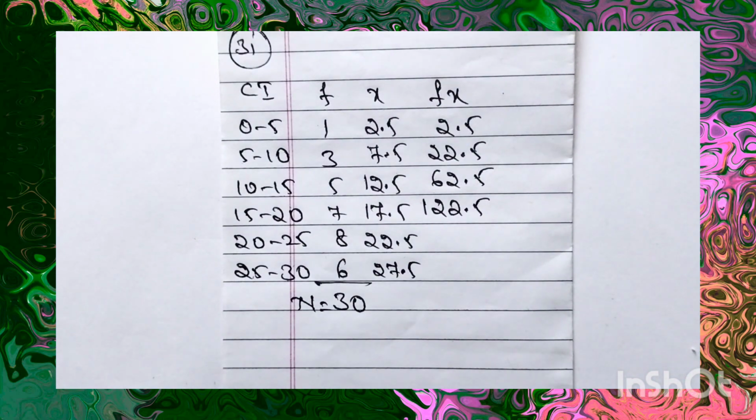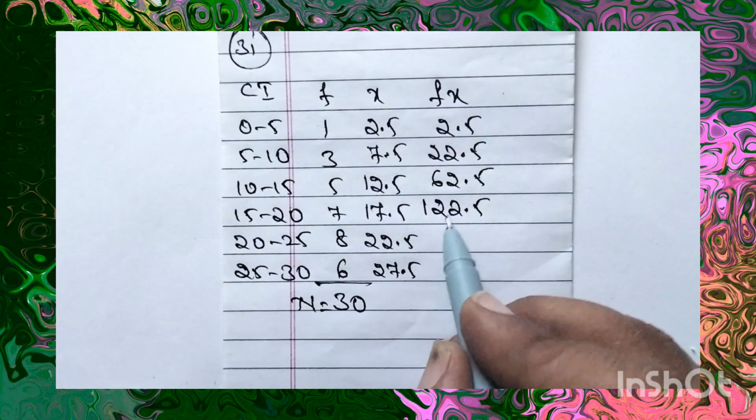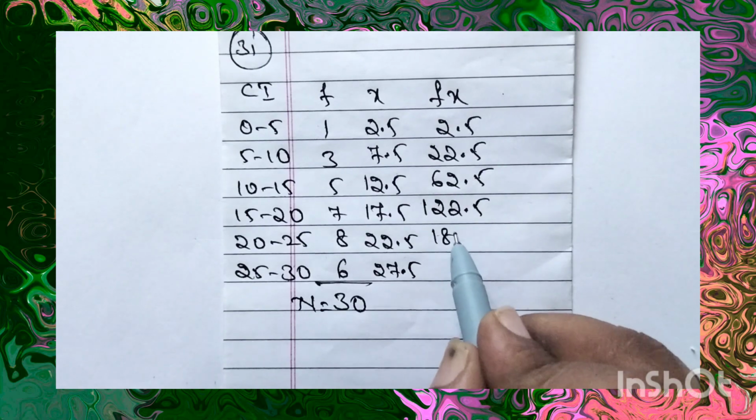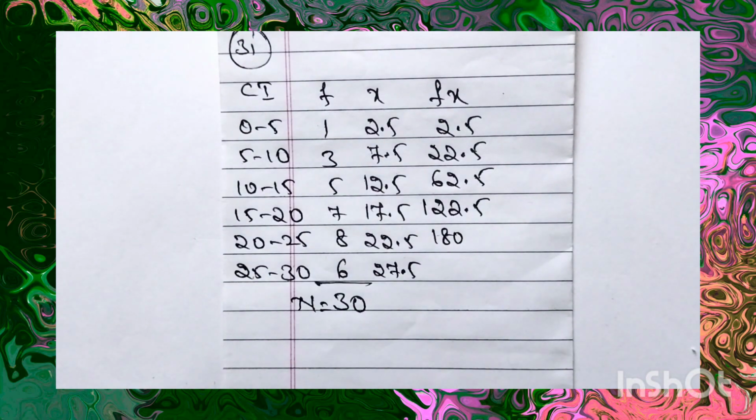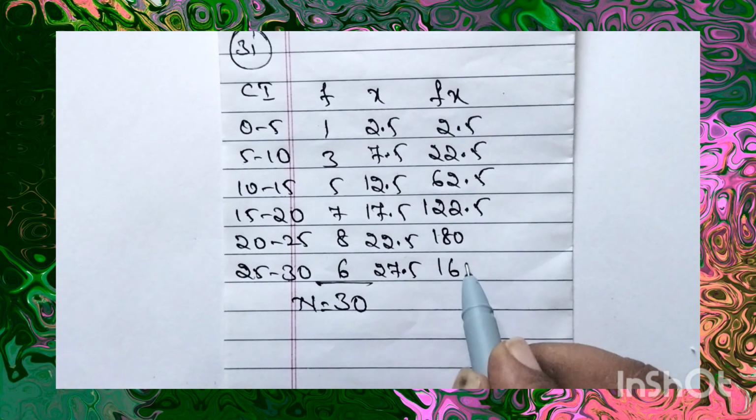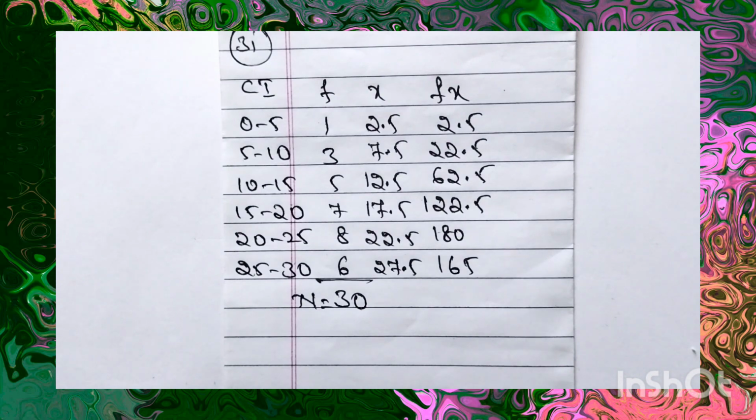Next, multiply 22.5 into 8. So it will become 180. Then 27.5, let us multiply 27.5 into 6. So we will get 165. So like this we have to multiply f and x.